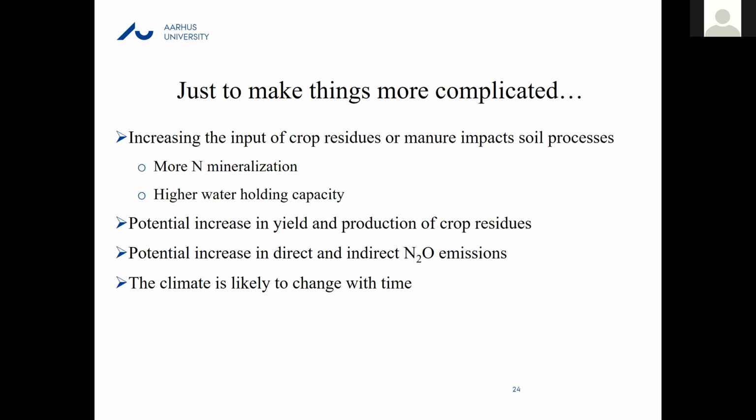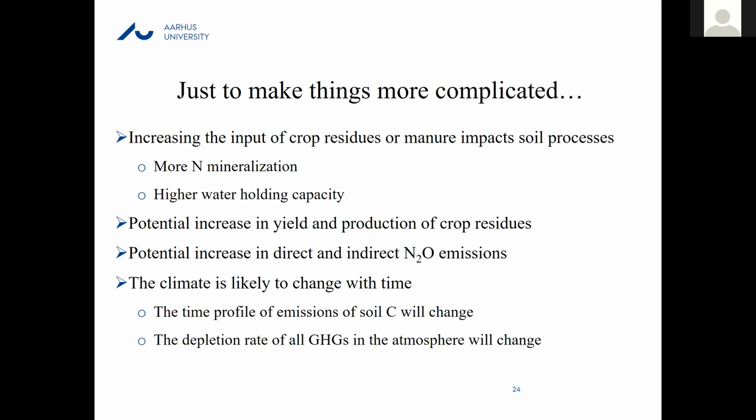Finally, it's unrealistic to expect that the climate will not change over the next 100 years. And that means that the time profile of emissions of the soil will also change. And the depletion rate of all the greenhouse gases in the atmosphere will also change.